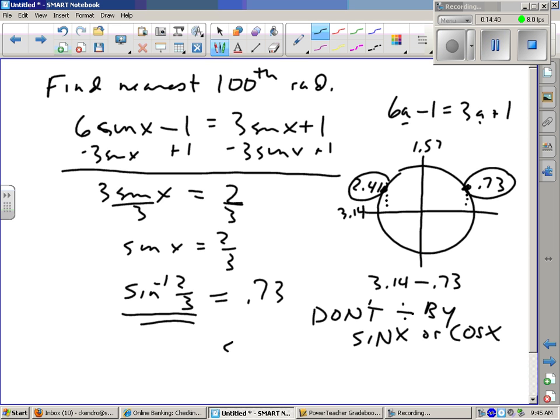And also, if you have like this sine of 3x, you may not divide that by 3. The 3 has to be out front, and then those can cancel. You may not cancel this. This is part of the angle. That x is your angle, so don't divide there.